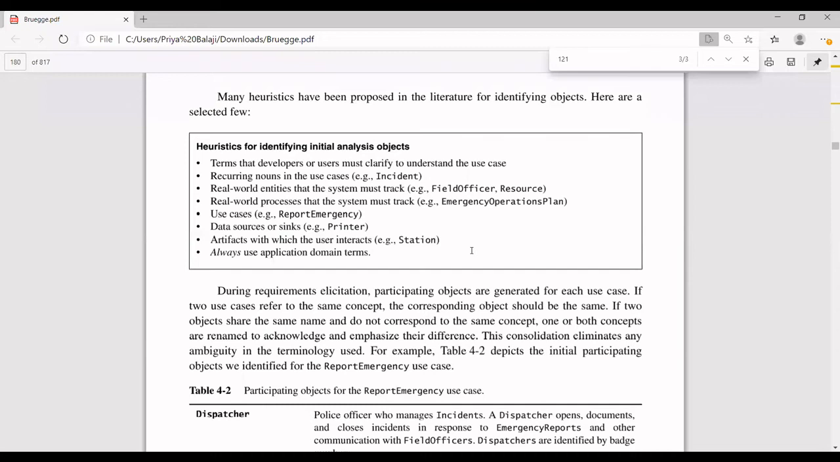Allocating resources. Yes, allocating resources. The resource can be anything. That resource has to be allocated. So from where will he allocate the resources? By seeing the incident report.